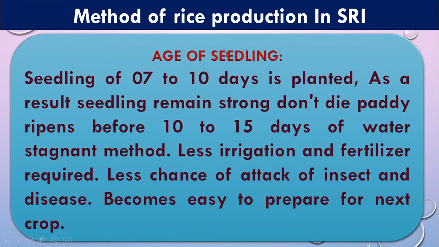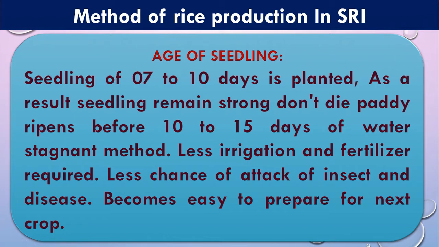Age of seedling. So what will be the seedling age in this method? The seedling age should be 7 to 10 days when it is planted. That means when the seedlings are taken from the seed bed after 7 to 10 days, it reduces the time as well. As a result, seedlings remain strong, don't die, and the paddy matures 10 to 15 days earlier than in the water stagnating method.